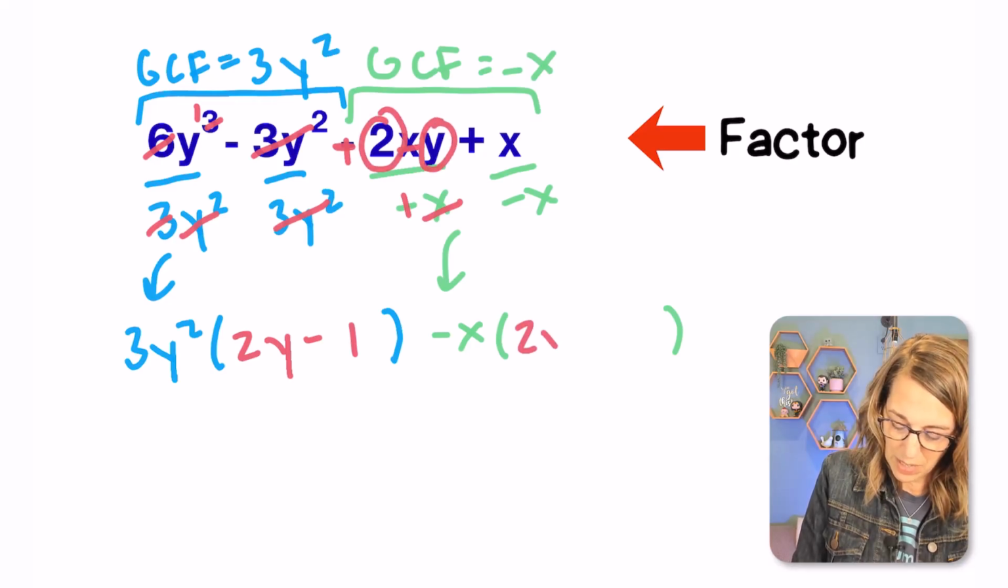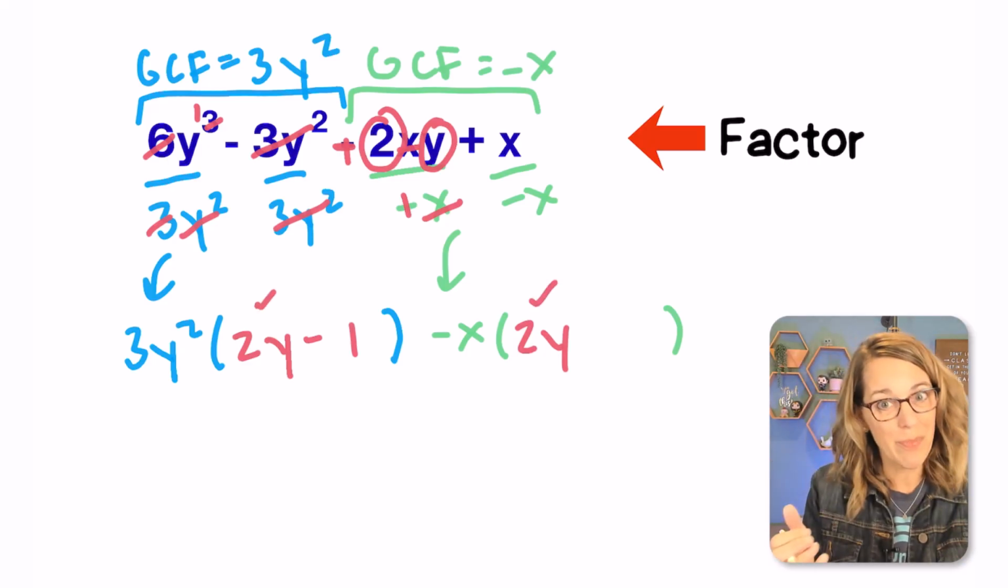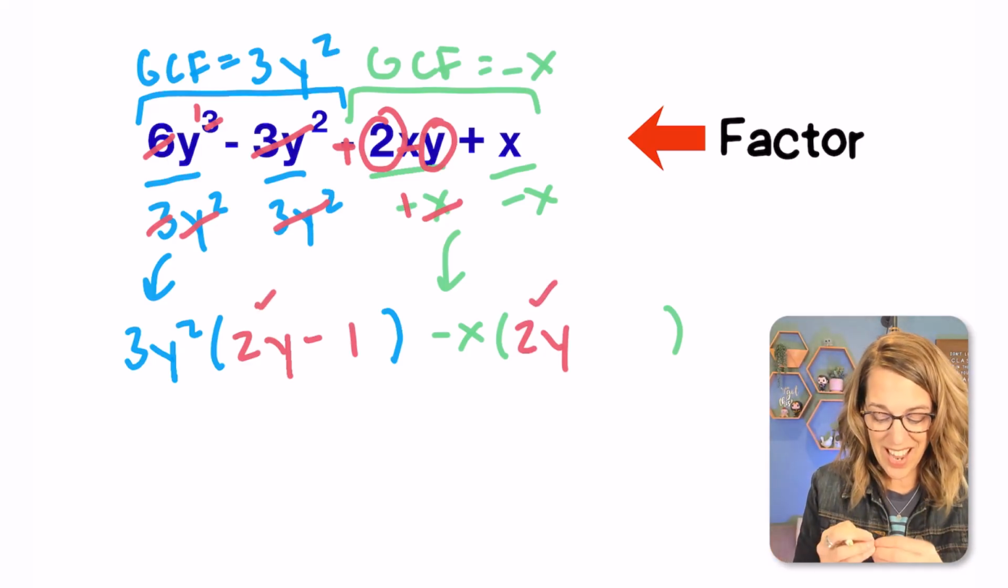Sorry, that's super messy, but I'm left with a positive 2y. So far, so good, right? I want to match what was in the other set of parentheses. Okay, going on to the x's.